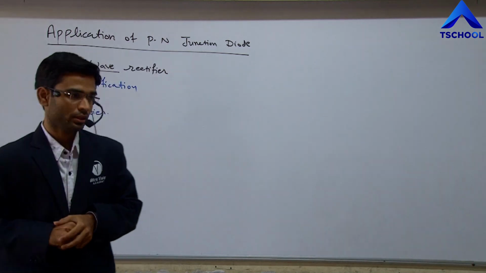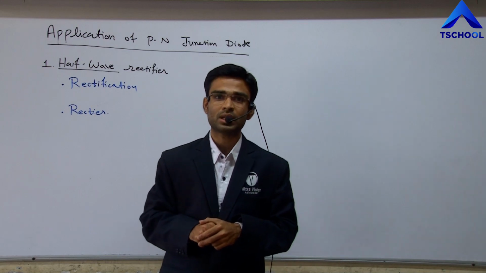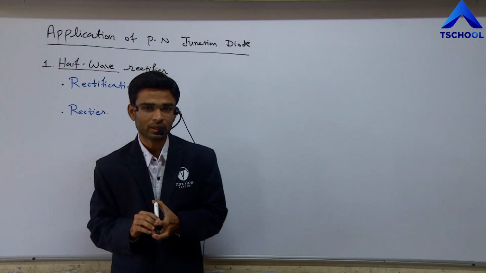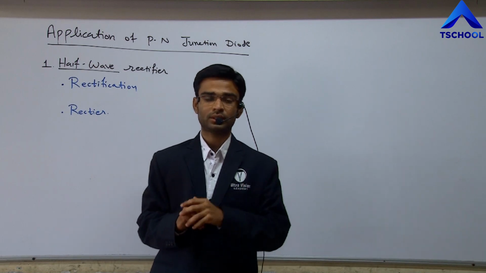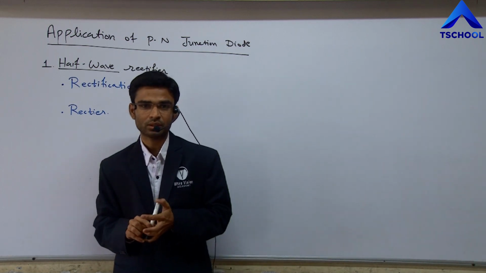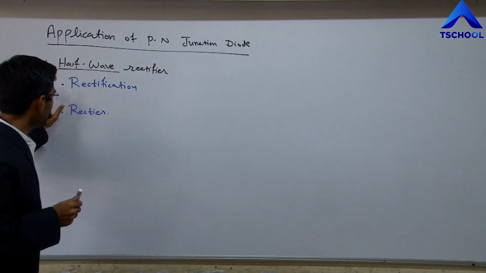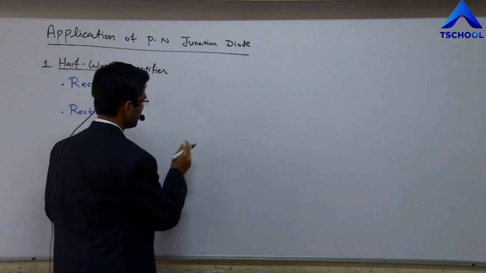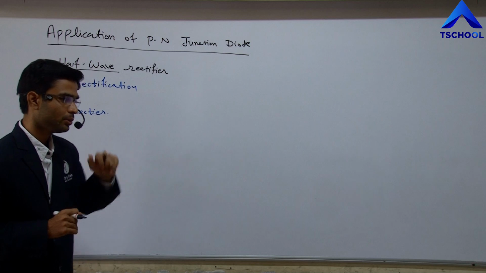Now, in biasing of the PN junction diode, we have seen that in forward bias mode, the diode easily allows current to flow through the circuit, and in reverse bias mode, current does not flow, approximately 0. Now in the half wave rectifier, first the circuit diagram. Rectification means AC energy is converted into DC energy.